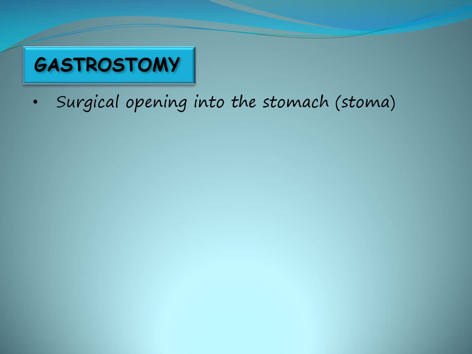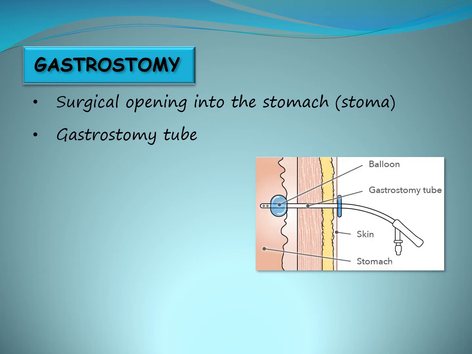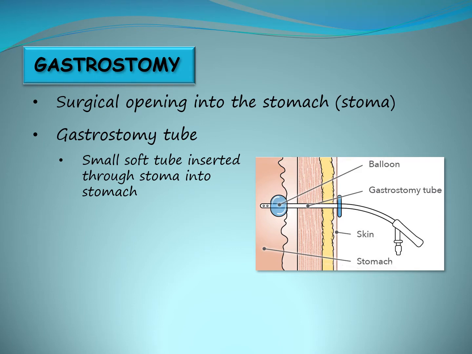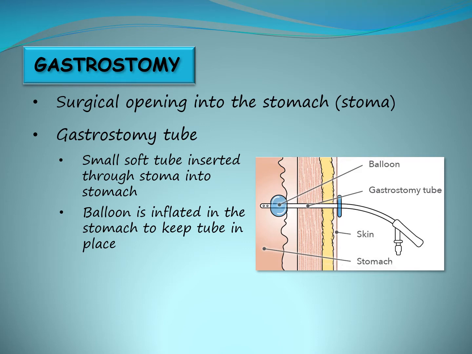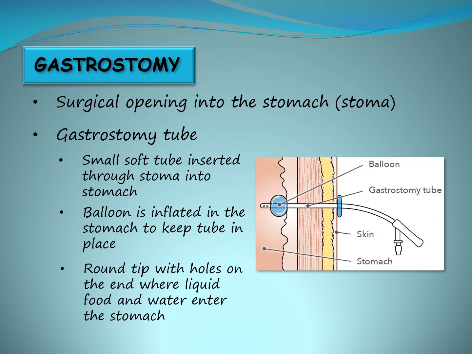A gastrostomy is a surgical opening into the stomach, called a stoma. A gastrostomy tube is a small soft tube that is inserted through the stoma and into the stomach. A balloon is inflated in the stomach to keep the tube in place. It has a round tip with holes on the end where liquid food and water can enter the stomach.